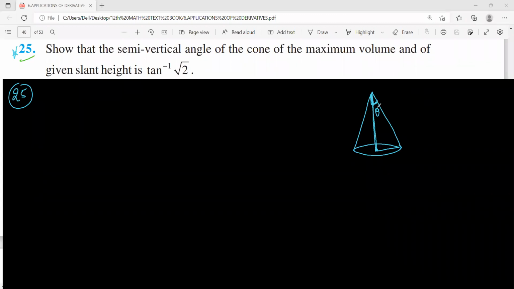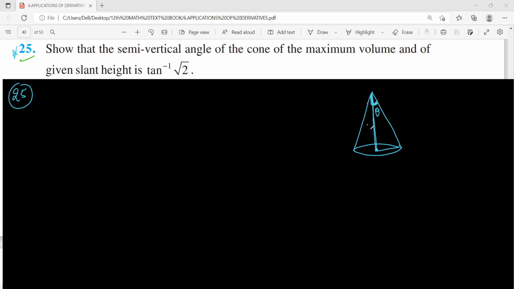So this is the semi-vertical angle. What we need to show? Can you repeat what a semi-vertical angle is? See, this is a cone, right? In this cone, this is the vertical angle. Half of this is semi-vertical. So this is the total vertical angle and semi means half of that.